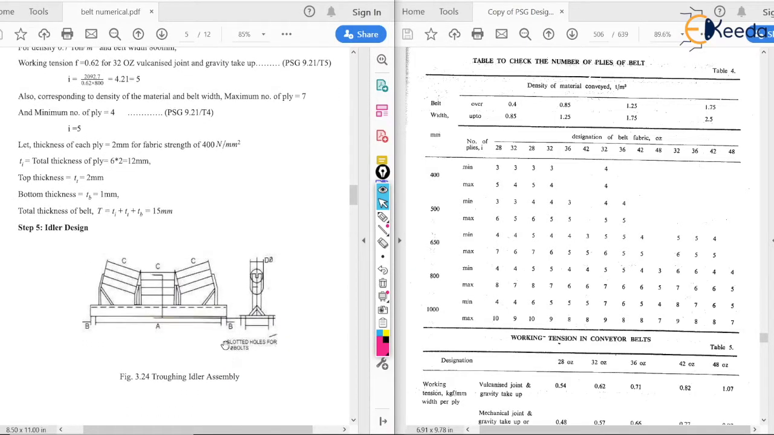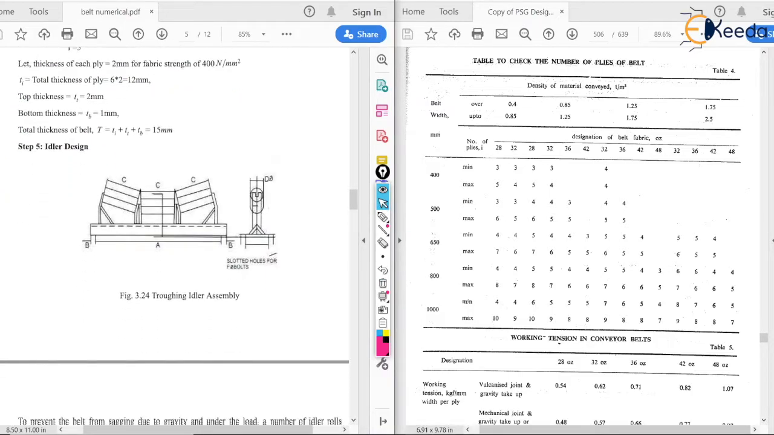Now, this is an assumption: let the thickness of each ply be equal to 2 mm for a fabric strength of 400 Newton per mm square. Now Ti, the total thickness of the plies, is 6 into 2, that is 2 mm thickness of each ply, which is equal to 12 mm. Now the top thickness is 2 mm, the bottom thickness is 1 mm, and the total thickness is 15 mm. So these are a few values that we have assumed. On the basis of the assumptions we have selected these, and we got the total thickness as 15 millimeter.